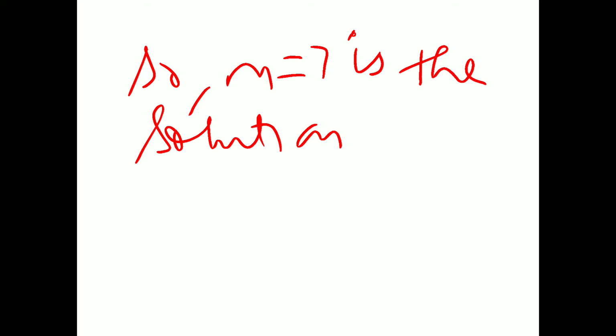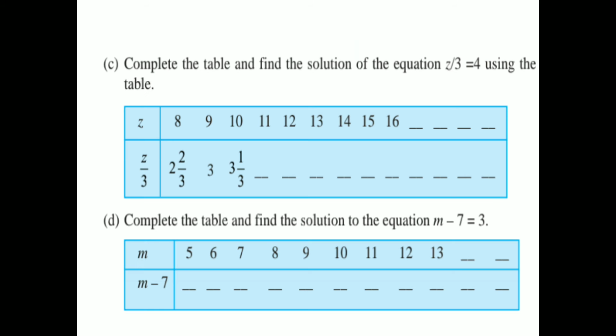Like this manner you have to complete. Now students, we do C part. Means I am not completing these questions. You have to complete by yourself, because there are so many parts. Complete the table, find the solution of the equation.